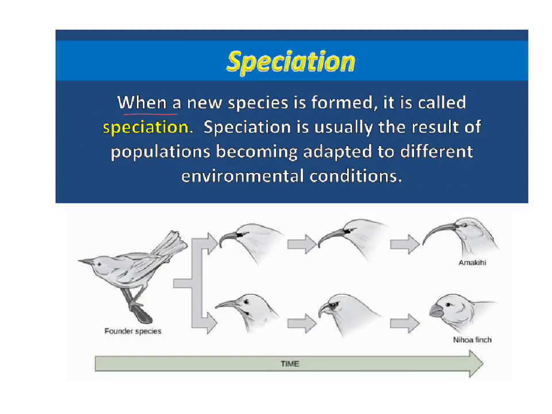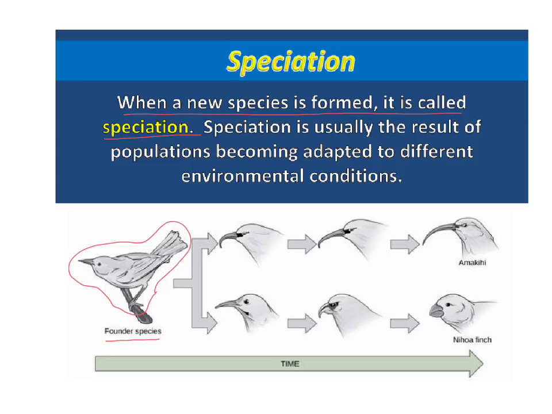When a new species is formed, it is called speciation. So that process is called speciation. Speciation is usually the result of populations becoming adapted to different environmental conditions. You're going to have lots of these different examples. This is a bird, right? This bird gets blown out to an island just randomly during a storm. We call that the founder species.